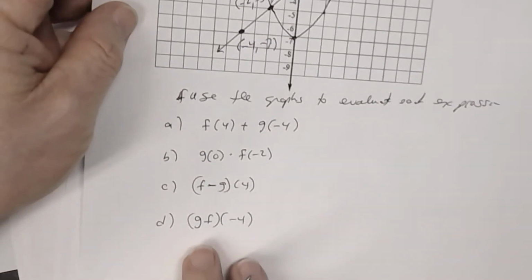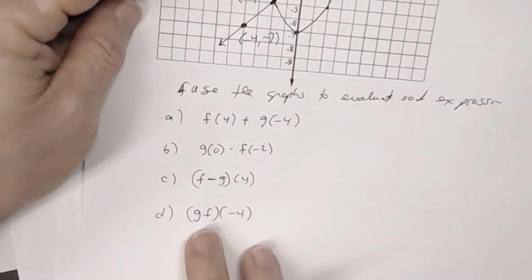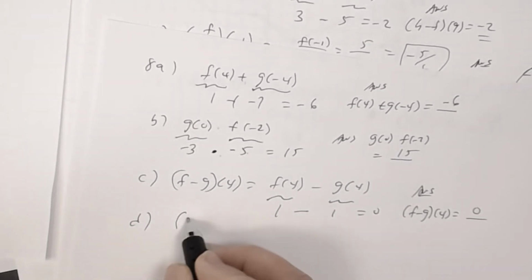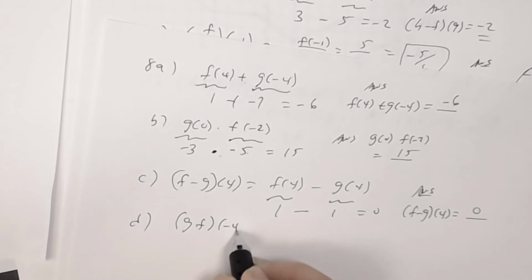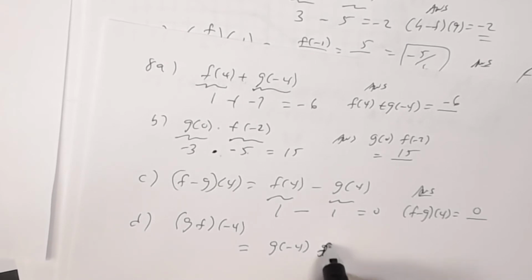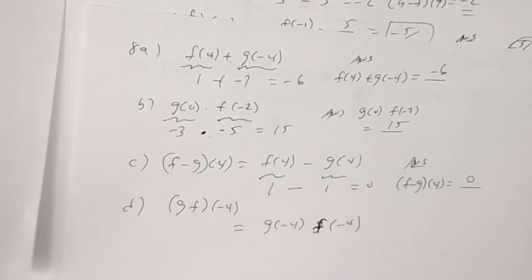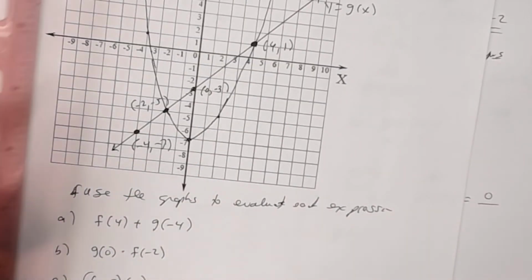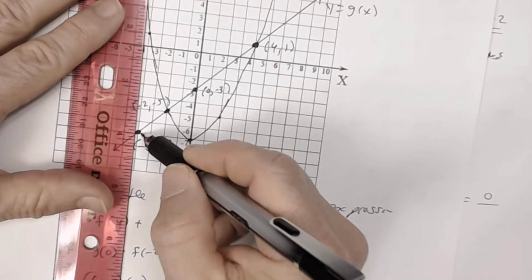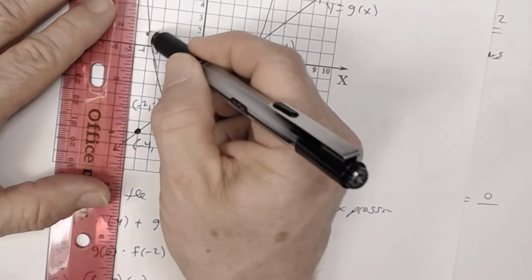Now let's look at D. So D, you want to find the product at negative 4. So you want to find g times f at negative 4. Well, by definition, that means g of negative 4 times f of negative 4, right? And so the x is the same on both, so I'm just going to go ahead and use my ruler. So I'm looking at this point right here, and I'm looking at this point right here.